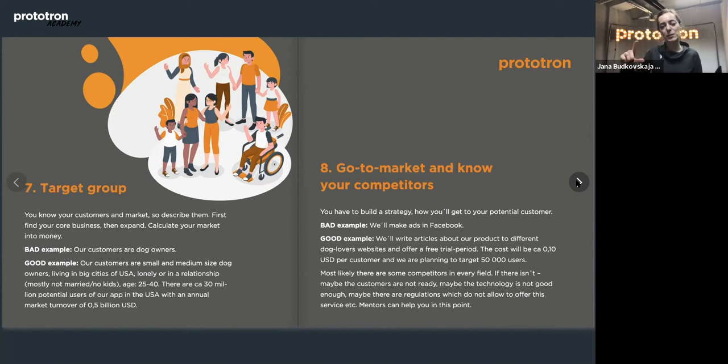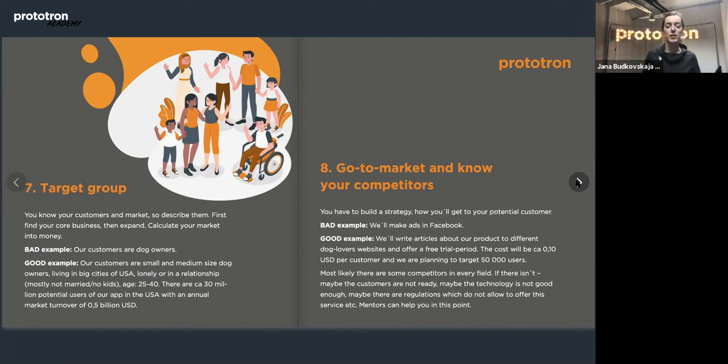And when you're defining the target group, it's much easier for you to define what the problem is, because you should know the target group as well as possible. That's why you will be talking with my Latvian colleague about this persona and everything, because it's so important to understand who your person is, to whom you are targeting.